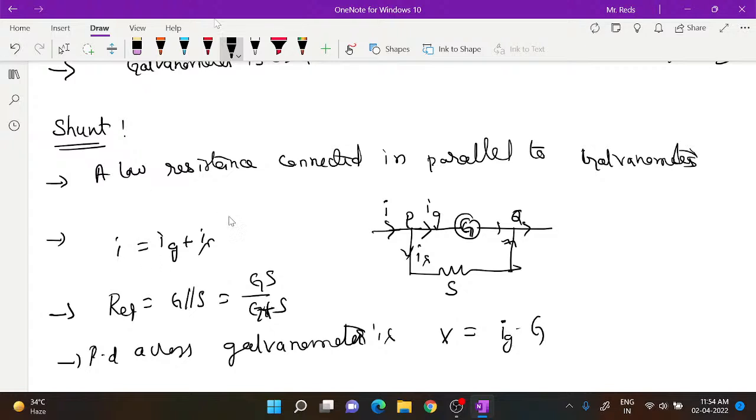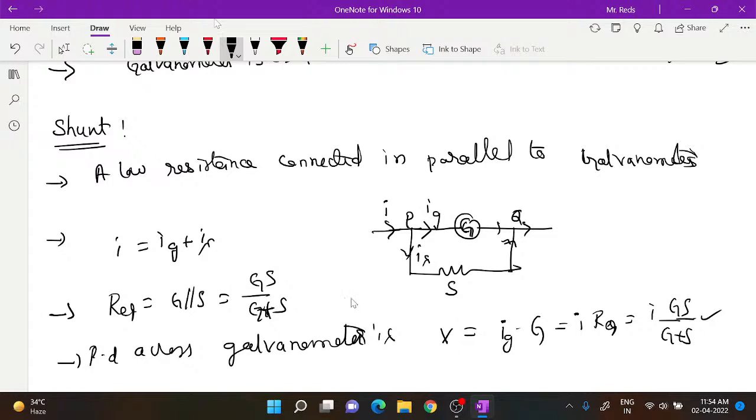From this, Ig is equal to I minus Is, where Is is the current through the shunt. I is equal to V by R. V will be common, so V by R. From this you can simplify and write V is equal to I into R equivalent. It is equal to I into GS by G plus S. So different ways you can express this; this is one of the ways.